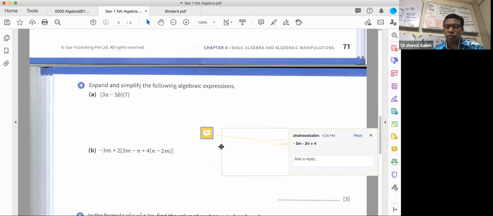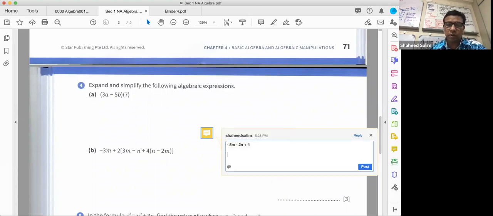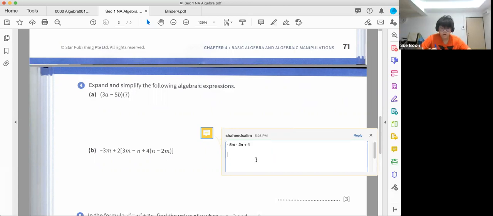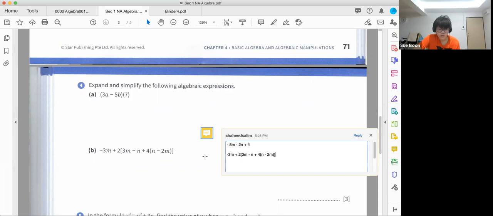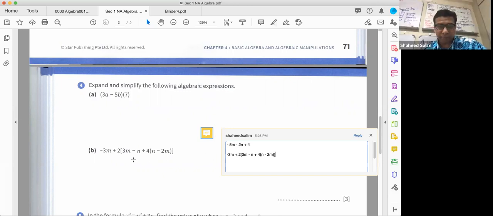Okay, so now let us do step by step. Let's see how it is. So now I'm going to write down the whole thing. Minus 3M plus 2, then we have this bracket here, 3M minus N plus 4. I use another bracket, N minus 2M, close bracket, close bracket. Okay, so let me just double check whether this is the same.